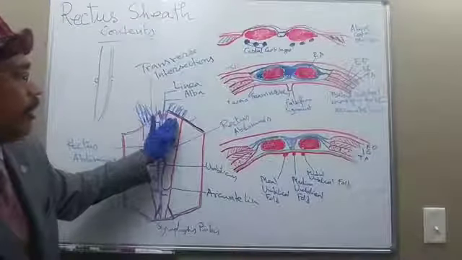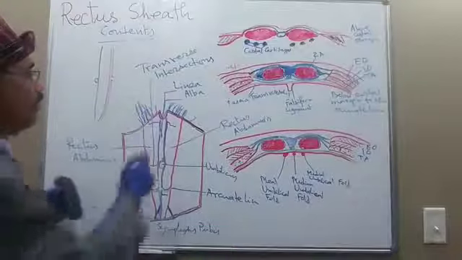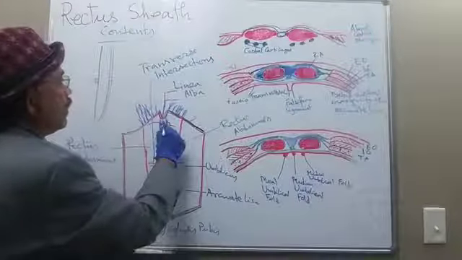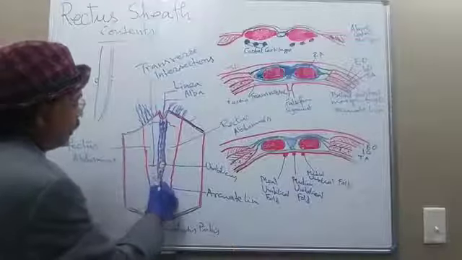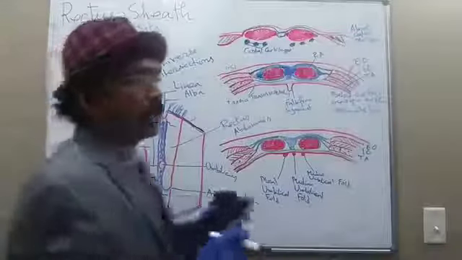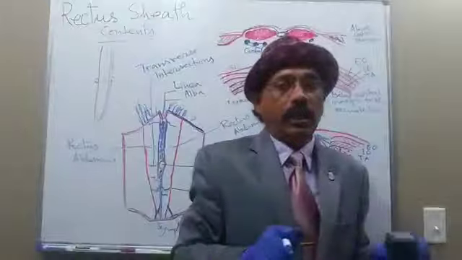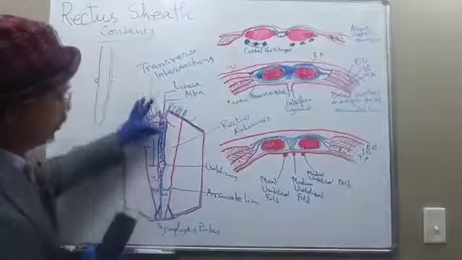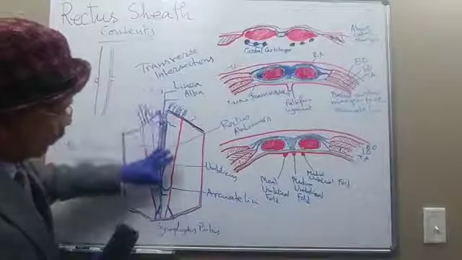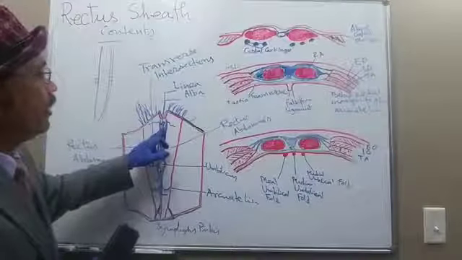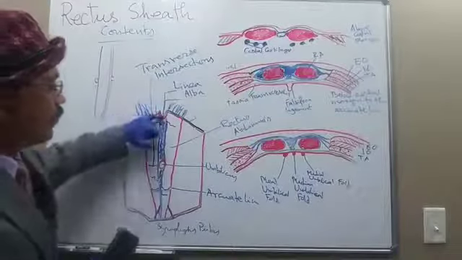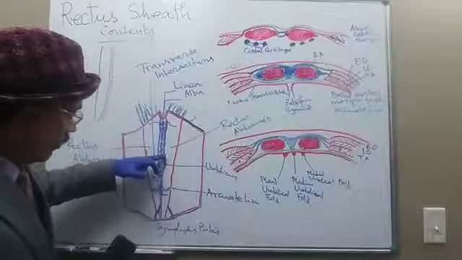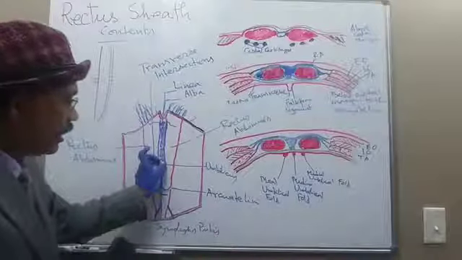Linea alba is the connective tissue fold between two rectus abdominis muscles. This is one rectus abdominis muscle. This is another rectus abdominis muscle. This is the linea alba. It is composed of connective tissue. It connects the rectus abdominis muscles, and it is wider in the upper part and narrower in the lower part. It extends from the xiphoid process to the symphysis pubis. It is around the umbilicus.